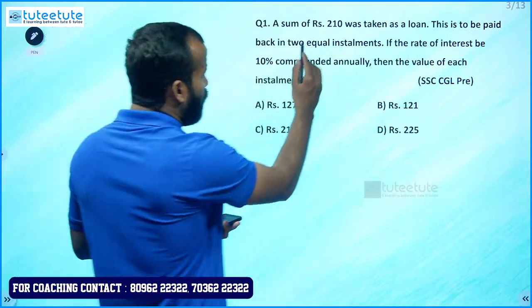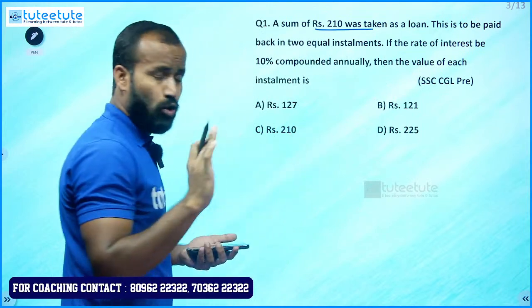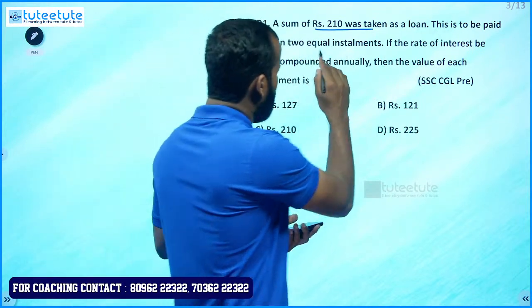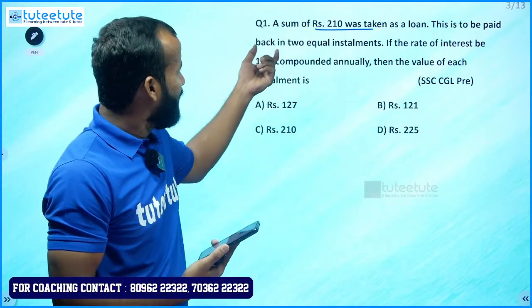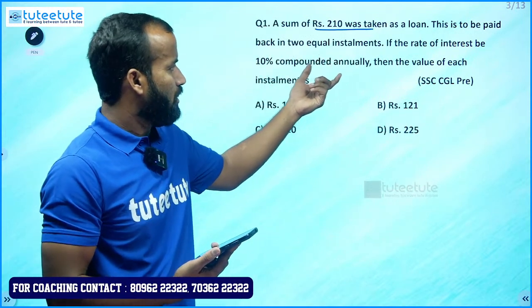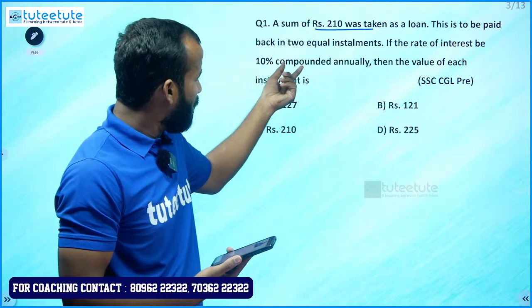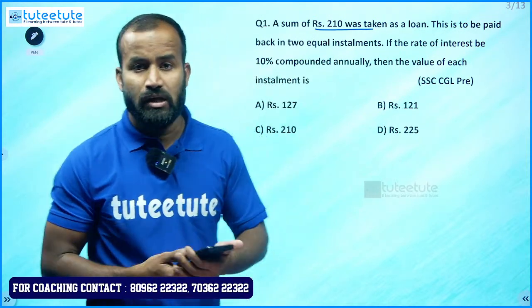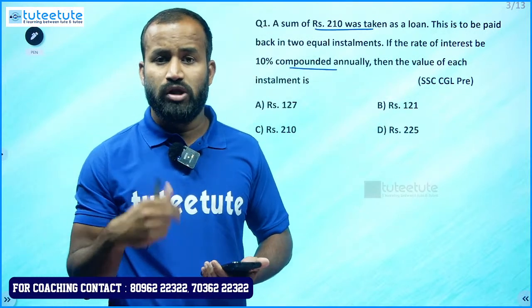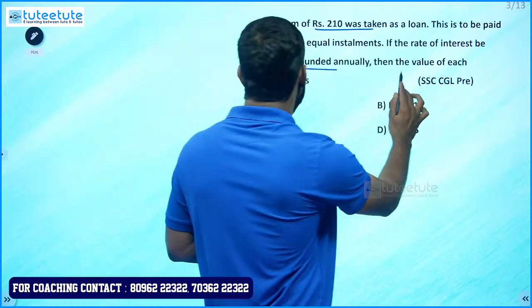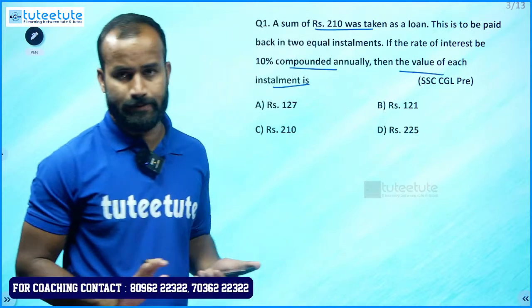A sum of 210 was taken as a loan. This is to be paid back in two equal installments if the rate of interest is 10% compounded annually. So we are going to calculate the installment using compound interest. Then the value of each installment is?